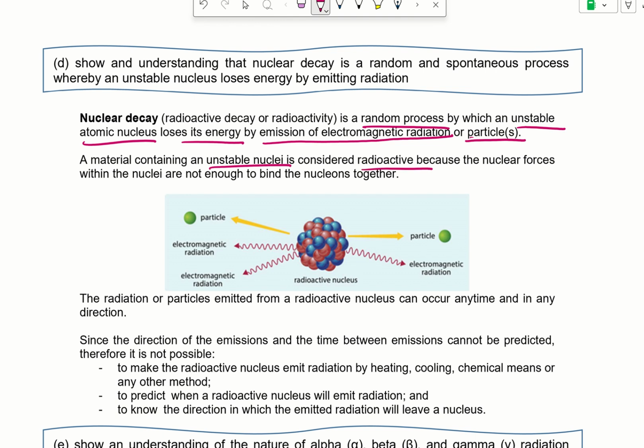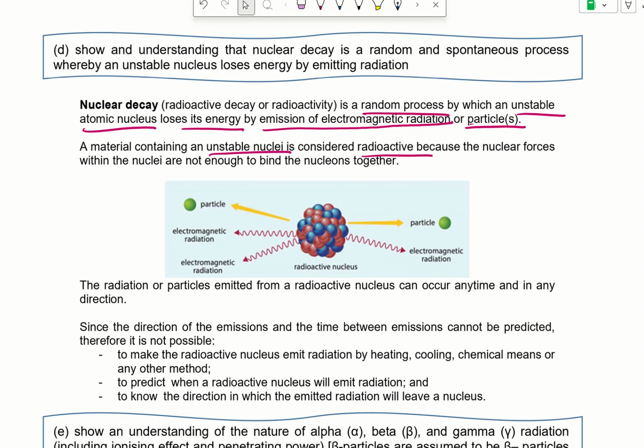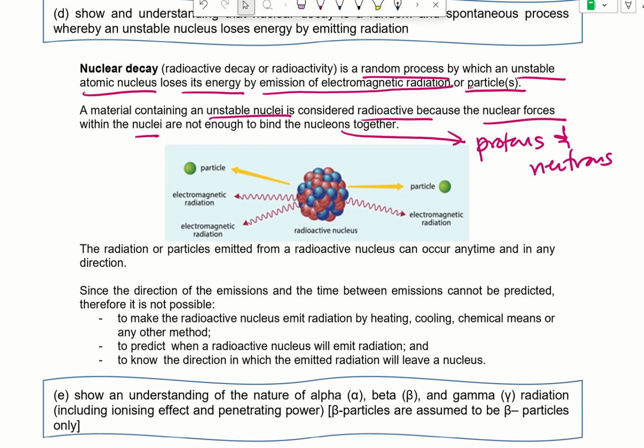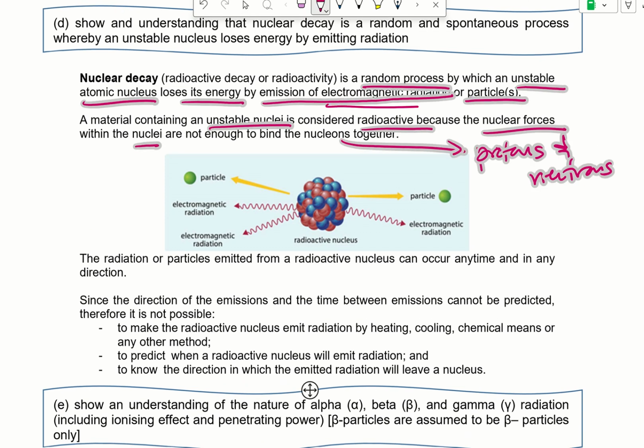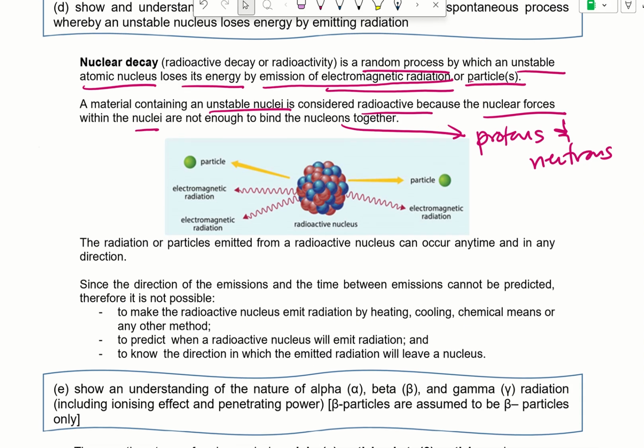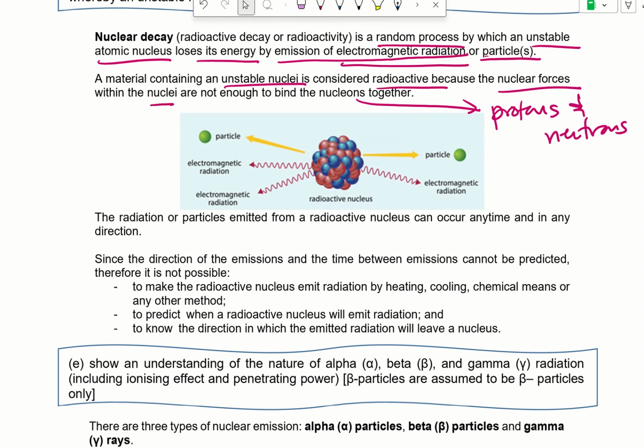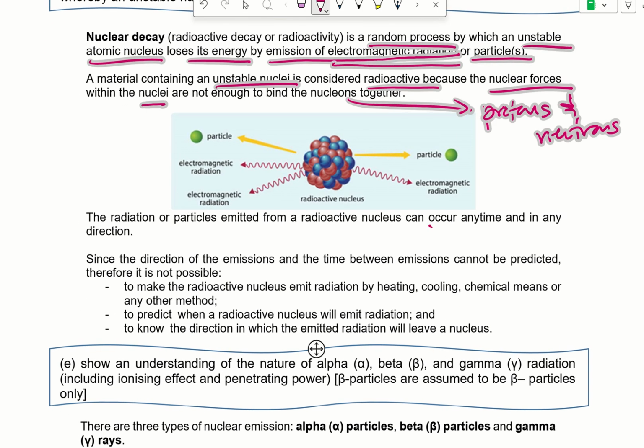If the nucleus is unstable, it is radioactive because the nuclear forces within the nucleus are not enough to bind the nucleons together. Nucleons are your protons and neutrons. So what will they do? They will radiate either electromagnetic radiation or particles. This radiation or these particles emitted can occur anytime and in any direction. That means it's also very random, right?